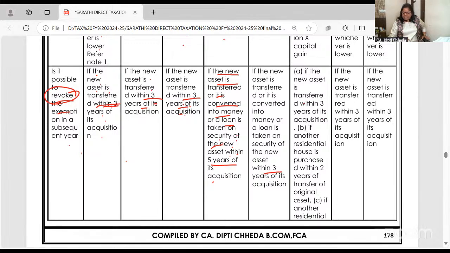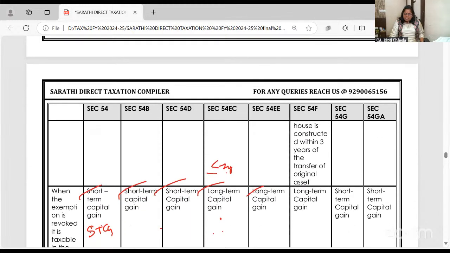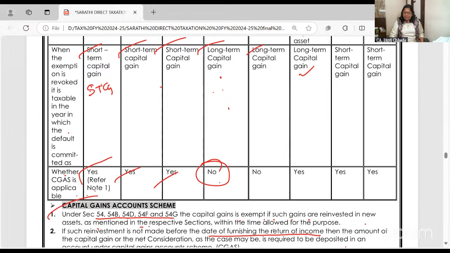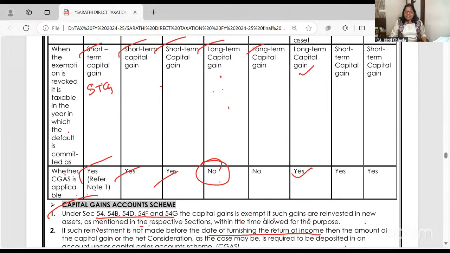If you already have one house, you sold anything and you purchased one more house, you cannot purchase another residential house within 2 years, or if you have transferred this house, or if another residential house is constructed within 3 years, then this long-term capital gain exemption will be revoked. And of course, CGS is applicable. CGS is absolutely applicable. Ask your doubts, please. Just 2 minutes.